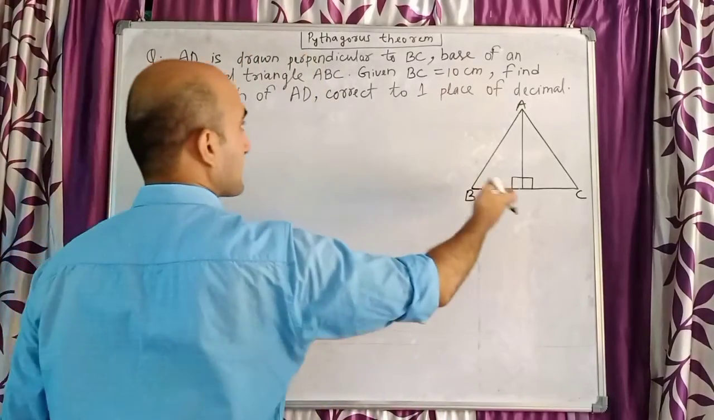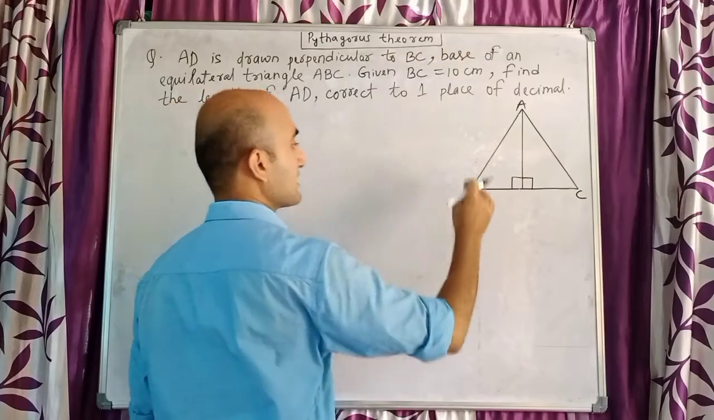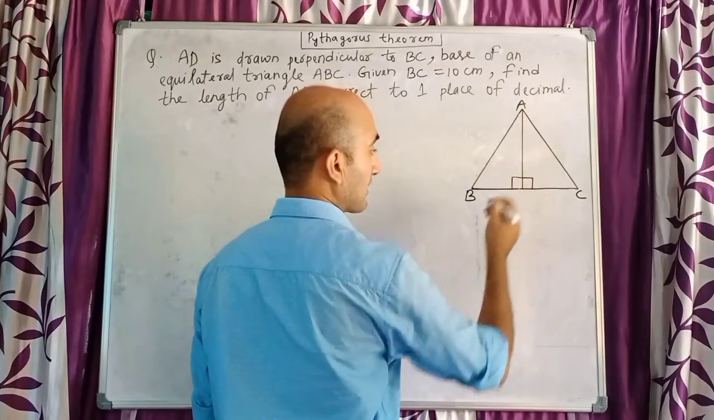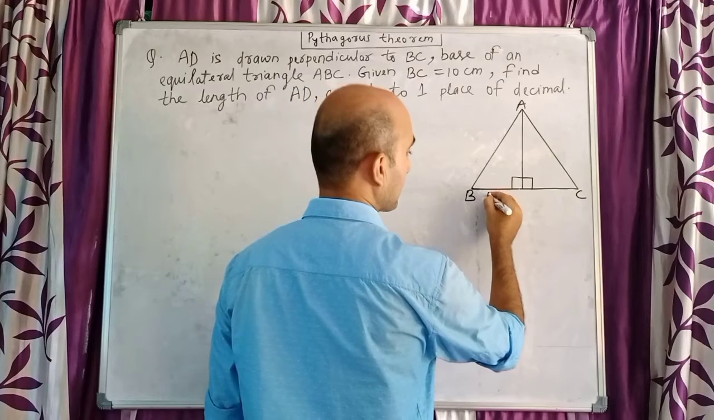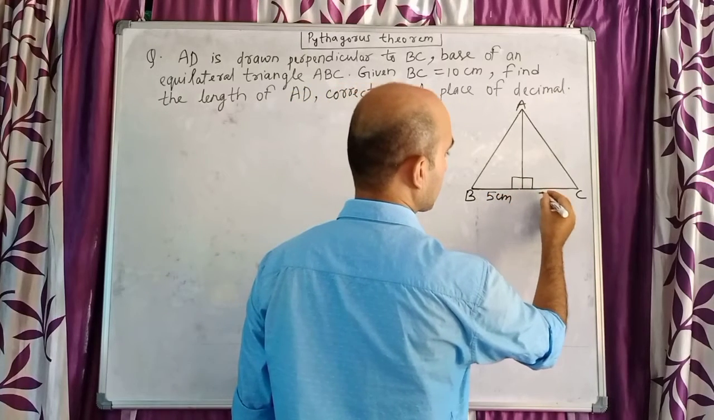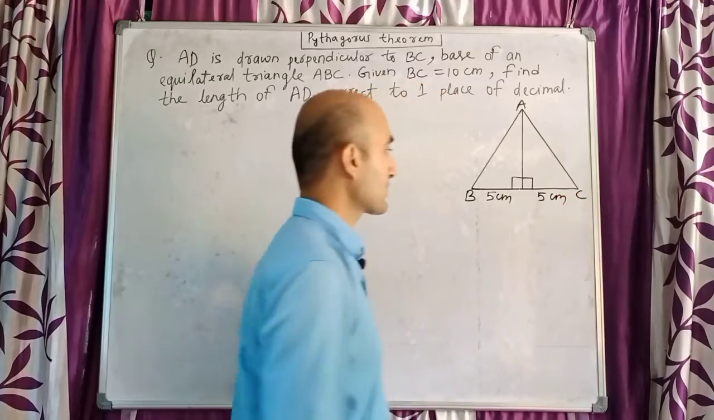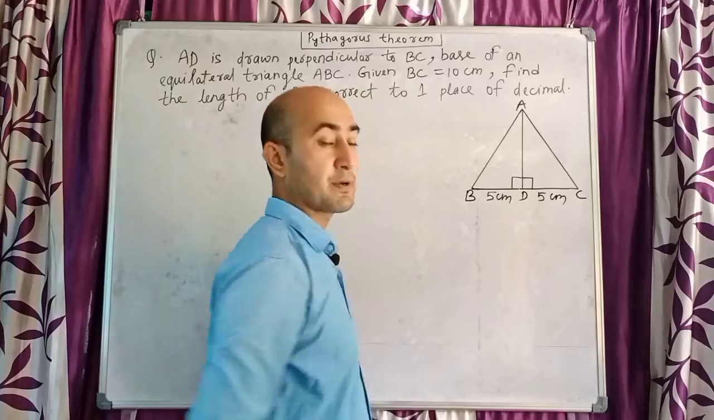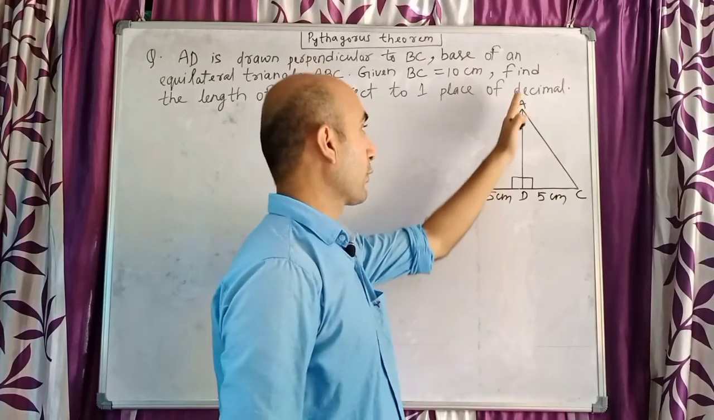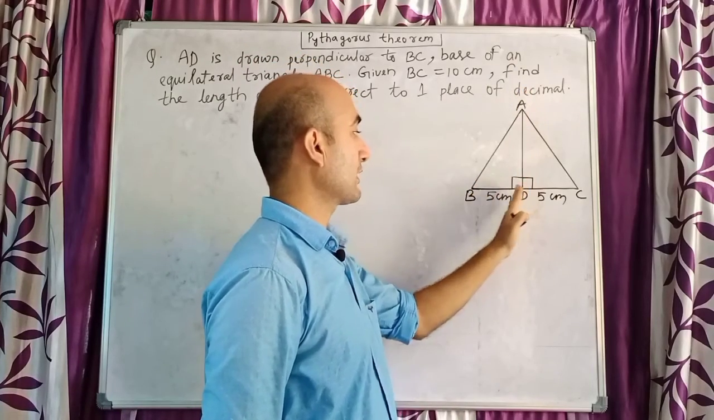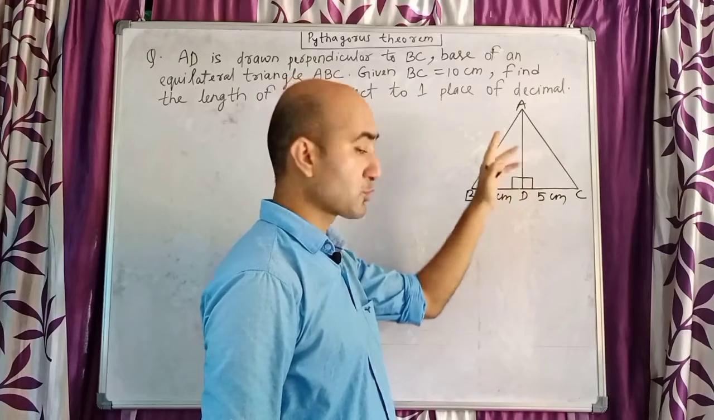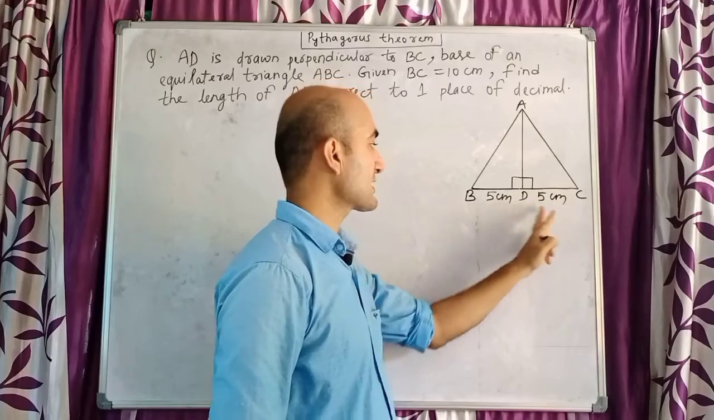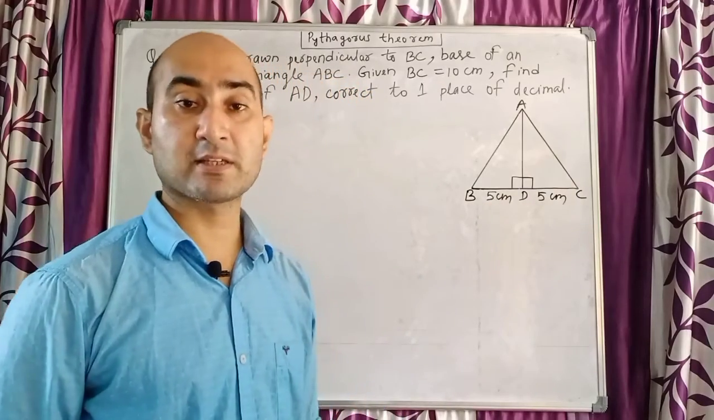And as ABC is an equilateral triangle and given BC, this BC is 10 centimeter. Now children, when this perpendicular fell here, the 10 centimeter has become now 5 centimeter each. And one more thing, here I have to write AD because AD is the perpendicular. Now when the line comes from a vertex to the opposite base, then it works as a median, and median means it divides the line equally. So 10 centimeter has become 5 centimeter each.